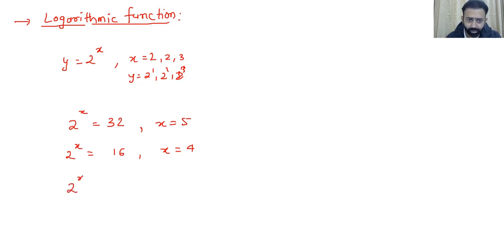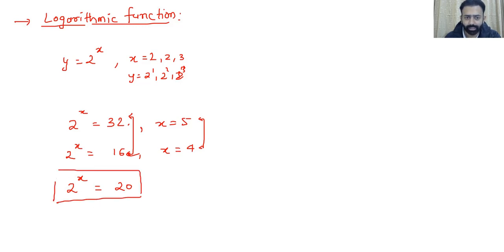Now if I take another value, what will be the value of x if the answer is 20? You cannot find the value of x directly, because you know the integer values, 2 raised to power 4, 2 raised to power 5, 6 and so on, but you cannot find in your mind the answer for 2 raised to power 4.5 or 4.7. But definitely you can say that since 2 raised to power 5 is 32 and 2 raised to power 4 is 16, and 20 lies between 16 and 32, this x should lie between 4 and 5. But again, you cannot find the exact value of x. It will lie between 4 and 5.